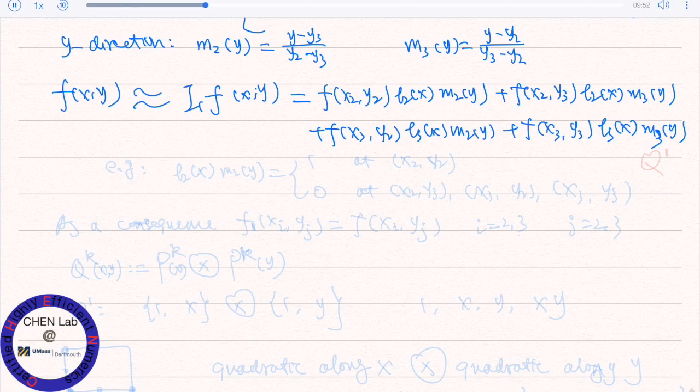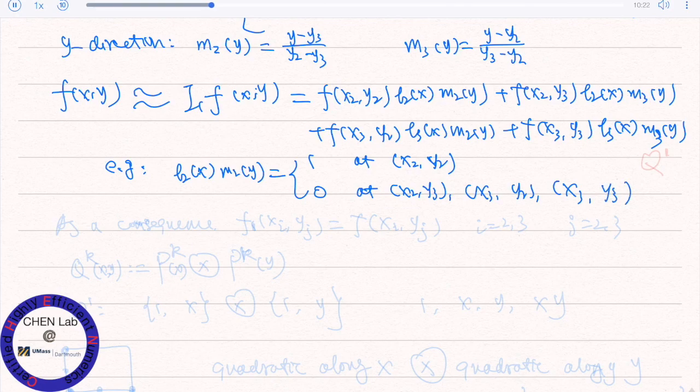You see that? So this is the same thing as 1D, right? For example, L2x M2y is going to be 1 at x2 y2 and 0 at x2 y3, x3 y2, and x3 y3. The same thing is happening for the other 3 basis functions.